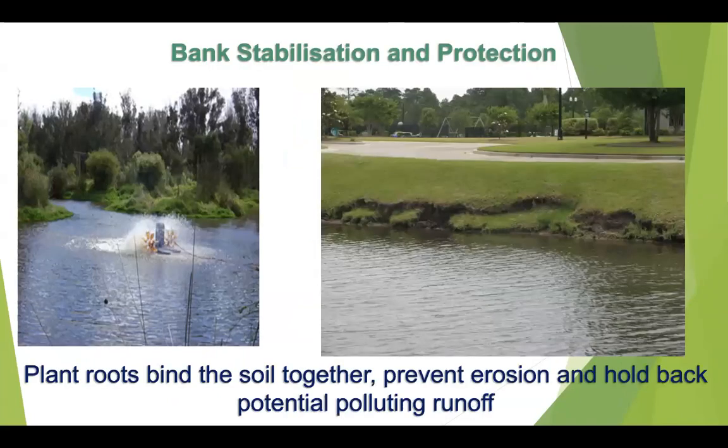Some other benefits, of course, to having vegetation, particularly bankside vegetation. Plant roots help to bind the soil together. They can prevent this slumping that we're seeing here, but this erosion is often generated through things like paddle wheel aerators on soft friable banks. So having some planting on there would certainly help.